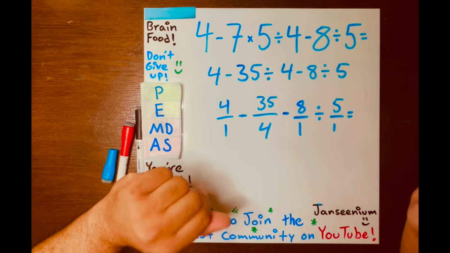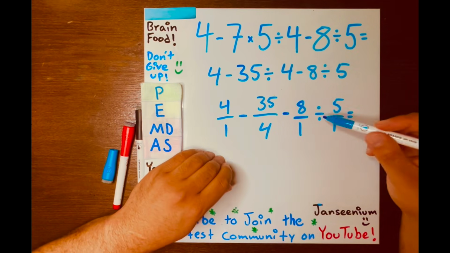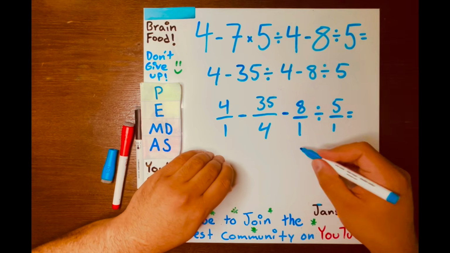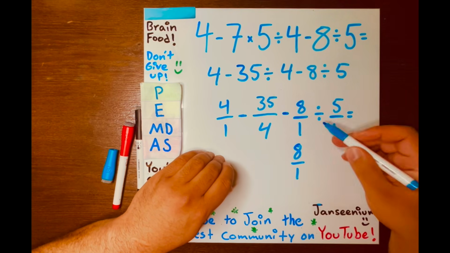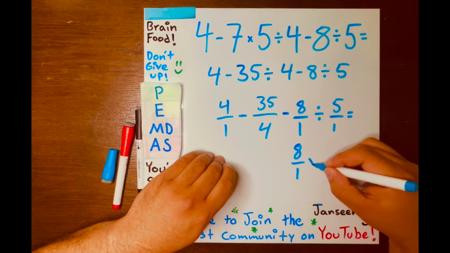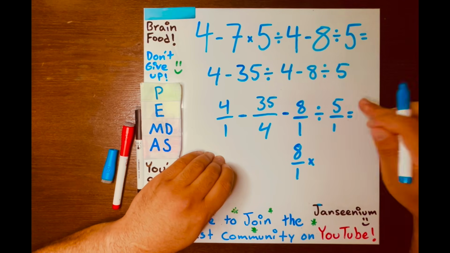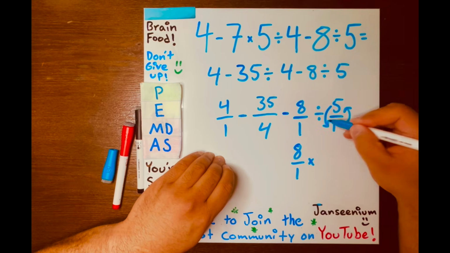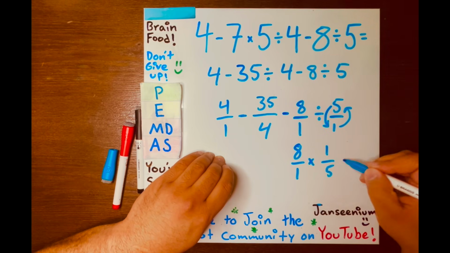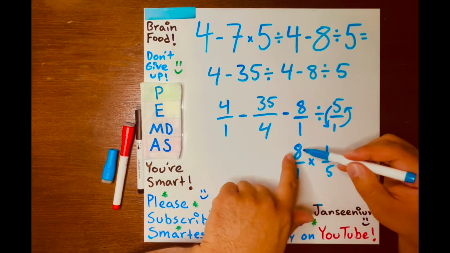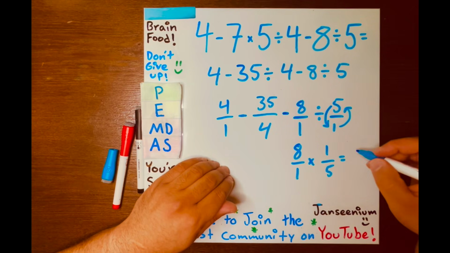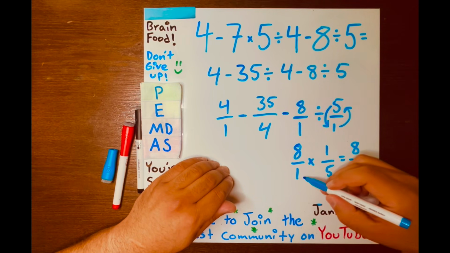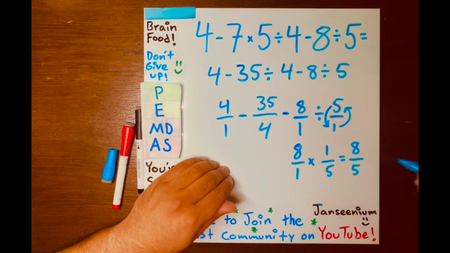And division goes first, so I use the keep change flip method. So I keep the 8 over 1, change division to multiplication, and lastly, flip the second fraction, so it'll be written like this, 1 over 5. Next, multiply across, 8 times 1 is 8, over 1 times 5 is 5.